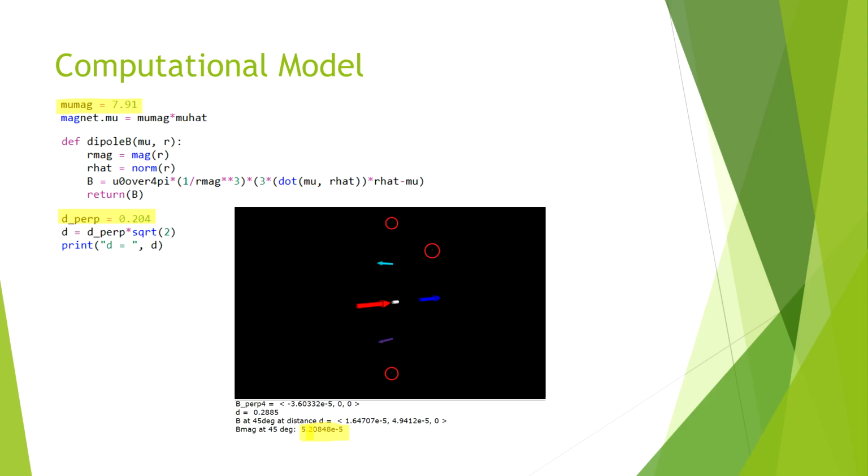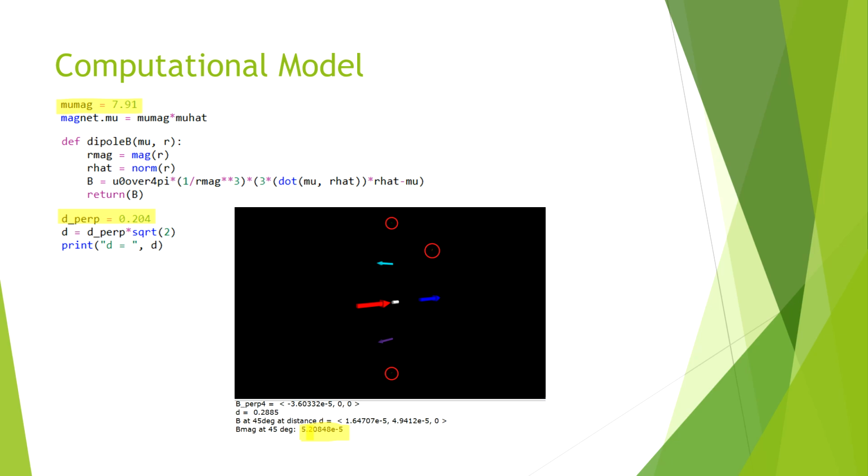This is the computational model of the experiment. As you can see, the magnetic dipole moment, labeled as μmag in the code, is implemented using the experimental data, as is dperp, the perpendicular distance for the off-axis calculation. The dipole field is calculated using the function dipole_b above. Lastly, the arrows represent the magnitude and direction of the magnetic field at various points.